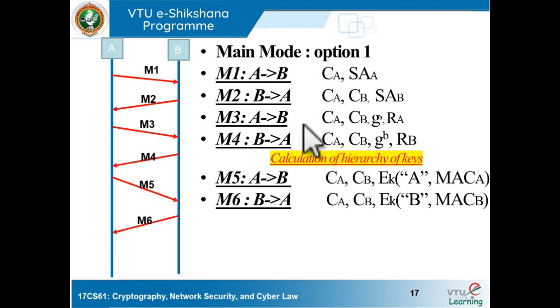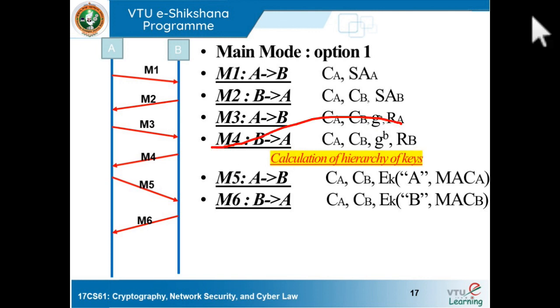Now let's see what this M3 message contains. This M3 message contains the information of the cookie of A and then cookie of B, along with that the Diffie-Hellman partial key, which is represented as G to the power of A, and RA is a random nonce which is generated by A.